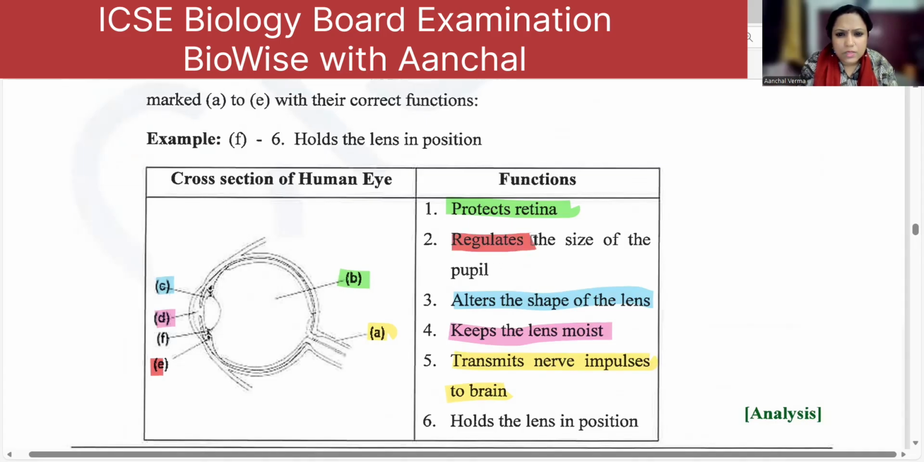Now, children, in the paper, the clarity of, say, C. I think C is iris. Okay? C is the iris. So, pupil size regulation is done by C.